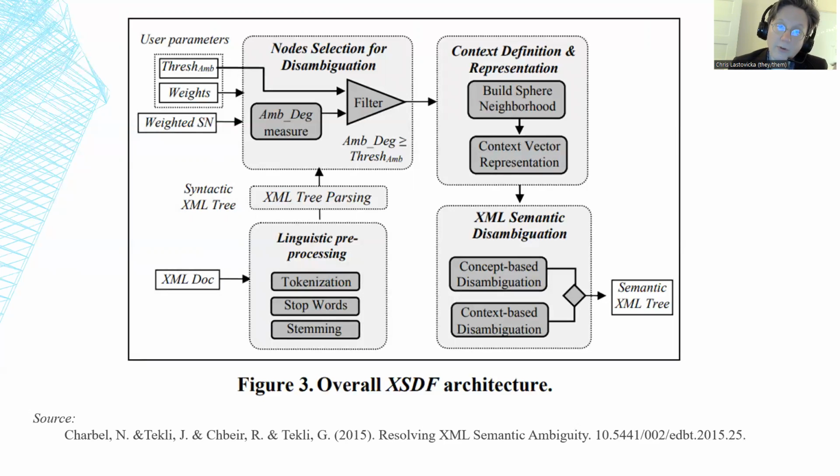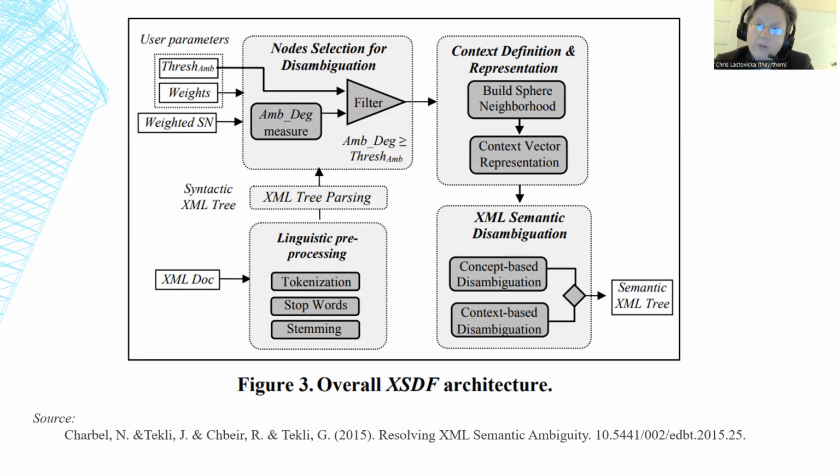And then in the upper left, this is where tools like the semantic network WordNet are used to figure out which nodes have the most ambiguity, and to take those nodes and get them set up for disambiguation, to clarify the meanings of those nodes.